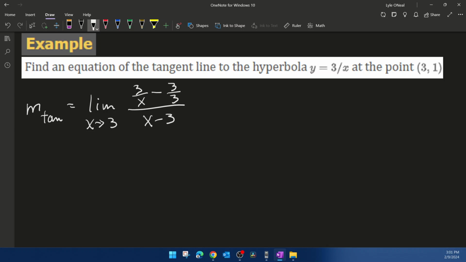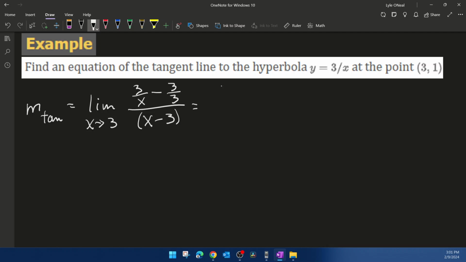And then we're going to need to see if we can evaluate this limit with direct substitution. Oh no, it's going to make a 0 in the denominator. So let's see if we can use our algebra skills to eliminate the undefined situation so that we can calculate the limit with evaluation.